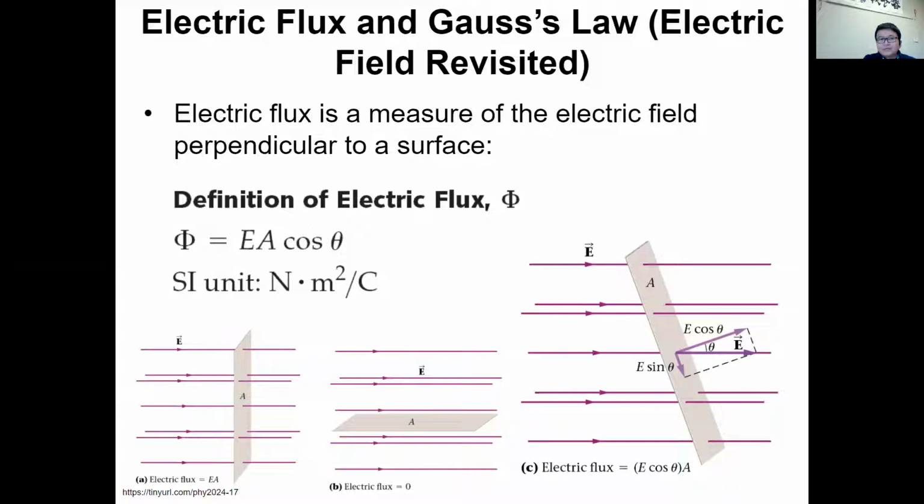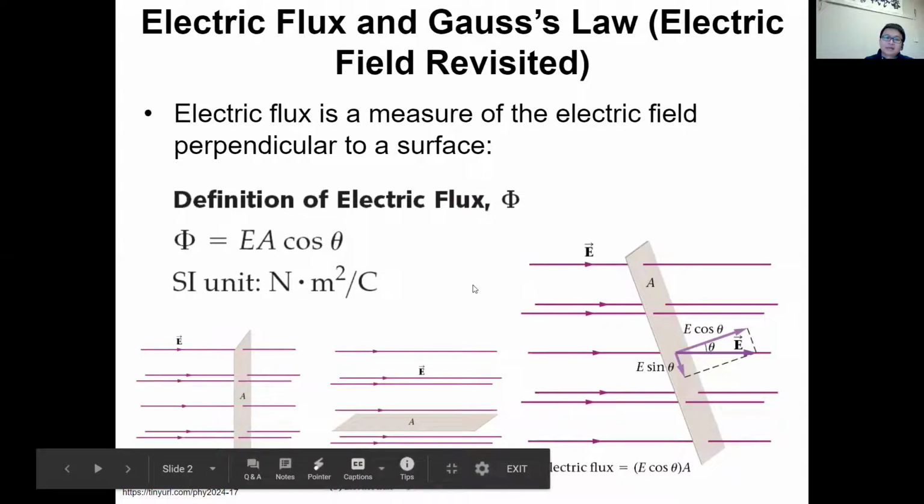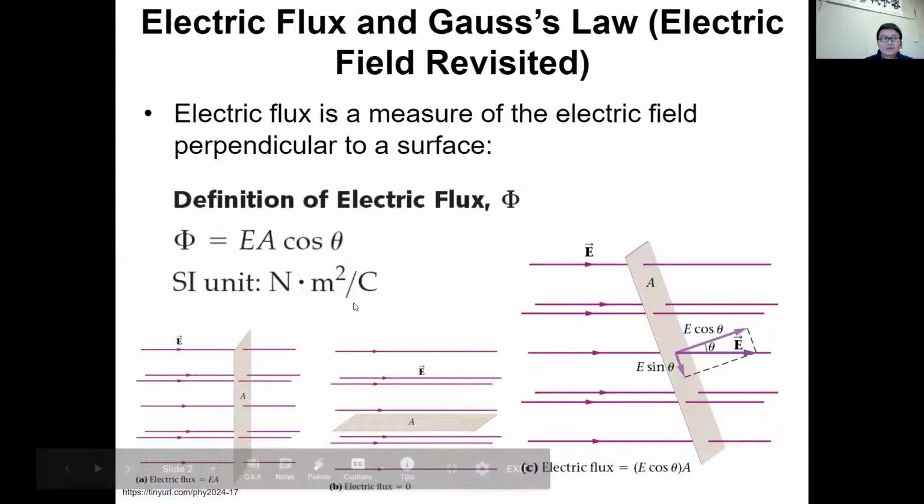For the electric flux, it's defined as E times A times cosine theta. E is the electric field, times the area, times cosine theta, where theta is the angle the normal direction of the surface makes with the electric field. Okay, so that's the theta there. So it's basically what's the electric field going through a certain area A. It has an SI unit of newtons times meters squared over coulomb.